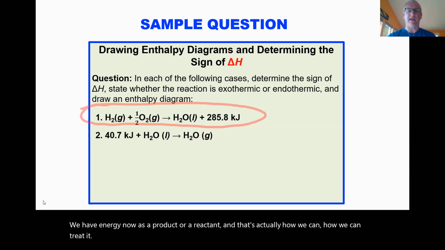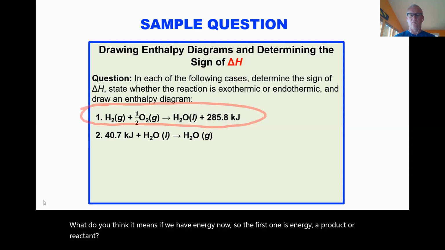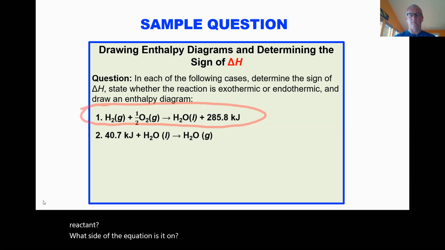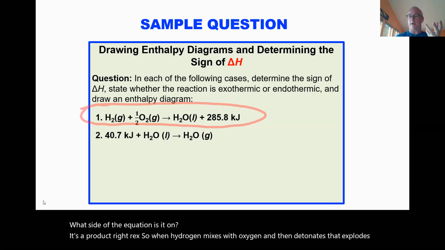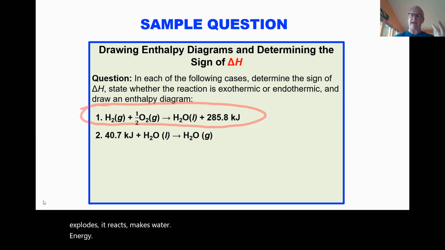So what do you think it means if we have energy now? So the first one, is energy a product or a reactant? What side of the equation is it on? It's a product, right? So when hydrogen mixes with oxygen and detonates, explodes, it reacts, makes water and energy. So would that be an exothermic reaction or an endothermic reaction?